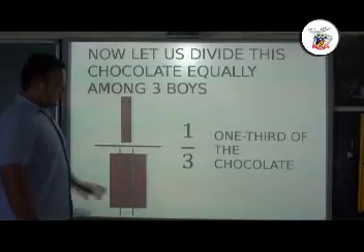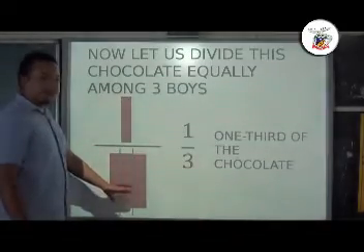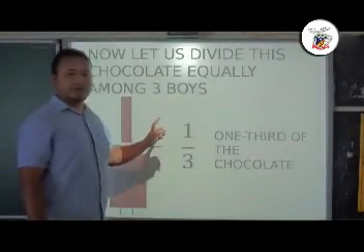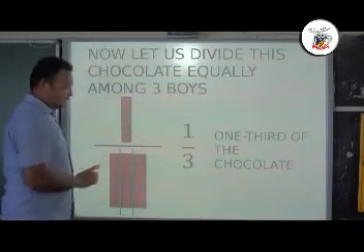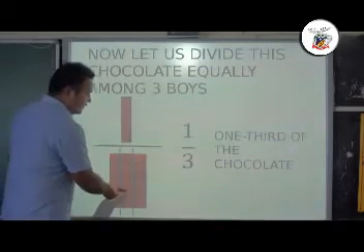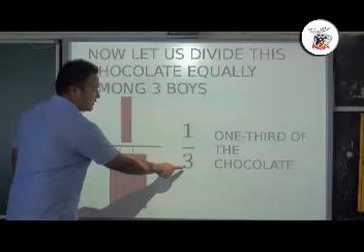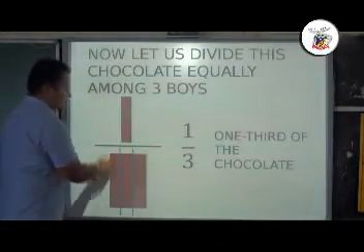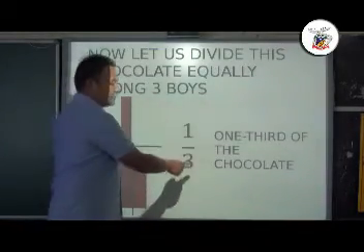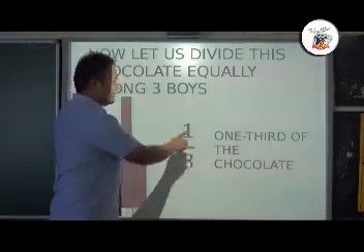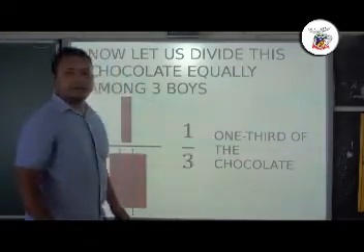Here, same chocolate, again I'm dividing, but here only among 3 boys. So your share increases. How many pieces did you make? That becomes the denominator, that is 3. And how many pieces did you get? Just 1. So that becomes the numerator. So you get 1/3 of the chocolate.